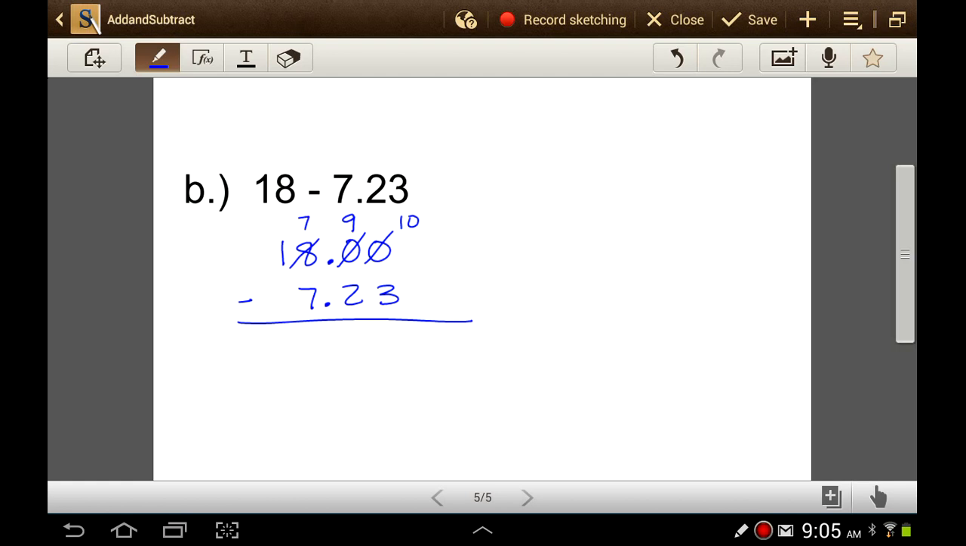Now I can subtract. 10 minus 3 is 7. 9 minus 2 is 7. Decimal point moves down. 7 minus 7 is 0. 1 minus 0 is 1. So you get 10 and 77 hundredths as your final answer.